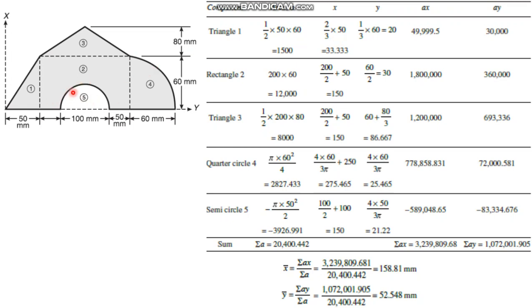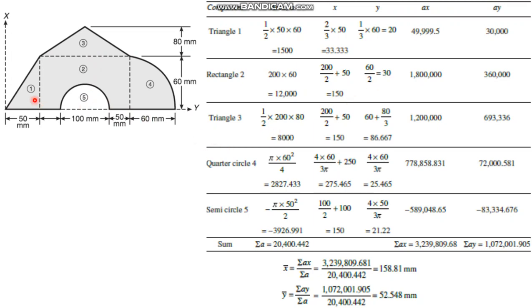Next, x1 is the distance of the centroid. Here it is mentioned this is x and this is y. Here x is the distance of the centroid from the y-axis, so this distance is 2/3 of 50, and y1 is this distance, which is 1/3 of 60. And then for this rectangle, 50 plus 200 by 2, you will get 150, and this y distance is 60 by 2, you will get 30.